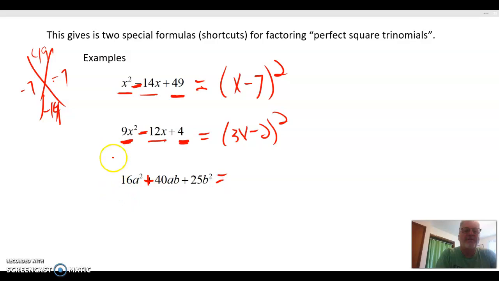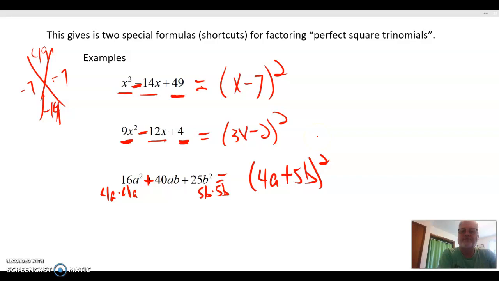Okay, so this one is, I'll write it out, 4a times 4a. And this one is 5b times 5b. And this one is 4a times 5b doubled. So that's going to give you 4a plus 5b squared. And you don't have to know that shortcut, but that one would be a challenging guess and check problem if you're going to use the guess and check method. Okay, so here we go.